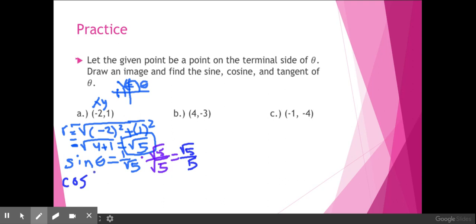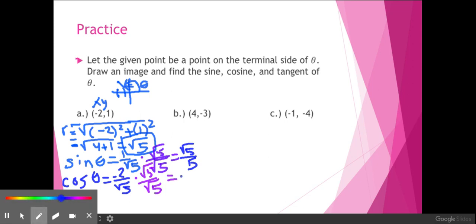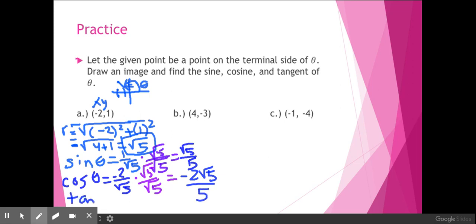For cosine theta, we do the same thing. That is x over r. Once again, we have to multiply by root 5 over root 5. And here we get -2 root 5 over 5. For the tangent of theta, that is equal to y over x, so 1 over -2, and we can leave that alone. I'm going to put up the answers to these two if you want to pause the video, give them a try, and then check your answers.